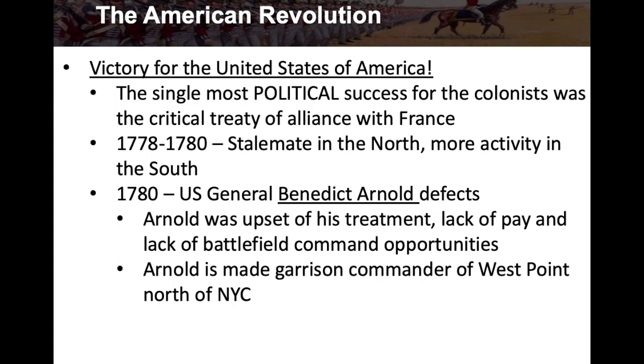And so he was upset about all of this, and one situation that really made him upset was he was made garrison commander of West Point, which is north of New York City. Well, garrison commander is not necessarily a field command where you're in charge of battalions or brigades of troops out there in the field, battling the British. A garrison commander is basically the guy that's in charge of a fort. West Point was a fort on the Hudson River, and it was a very strategic fort, but it wasn't a field command that Arnold wanted.